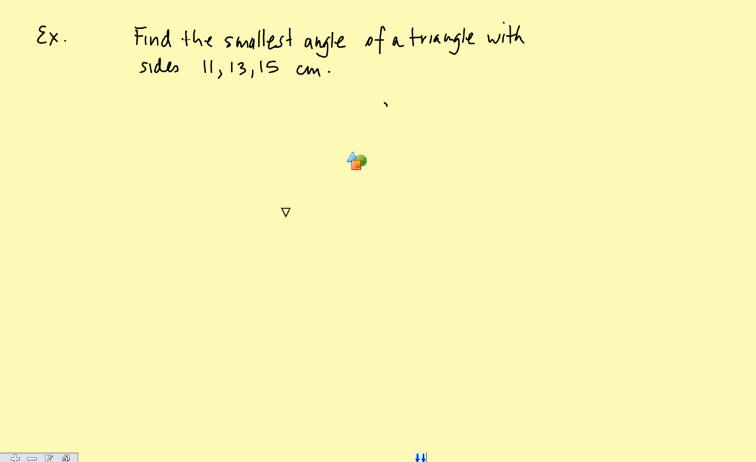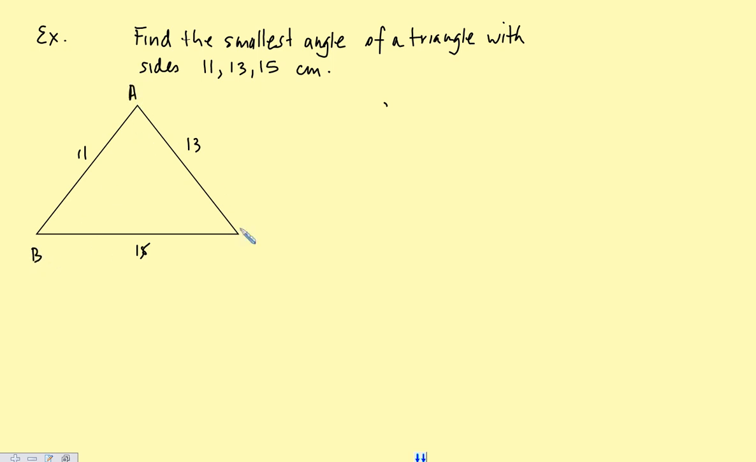Okay, so we need to draw this out. One side of the triangle is 11, another one is 13, and the other one is 15. Now, if I'm looking for the smallest angle of a triangle, I'll call it A, B, C. The smallest angle, recall, has to be opposite the shortest side. Since 11 is the shortest side, that means in my particular triangle, I'm going to be looking for angle C.